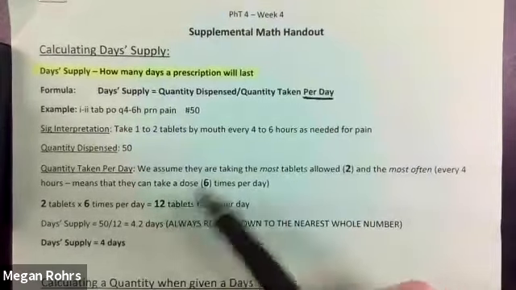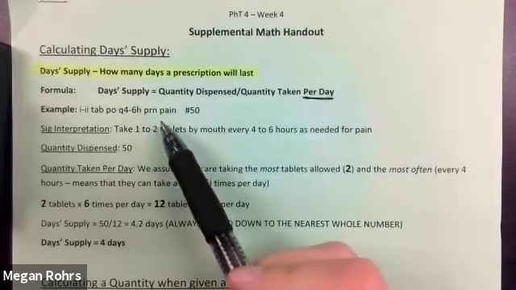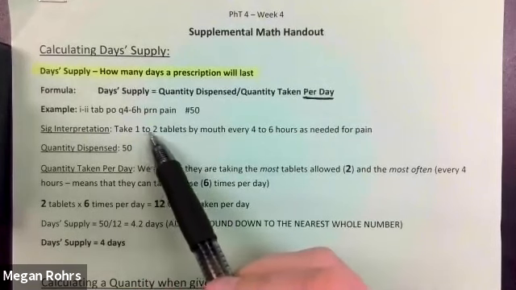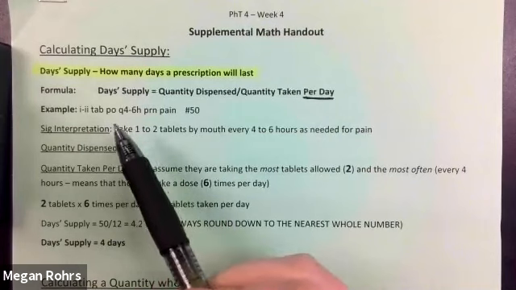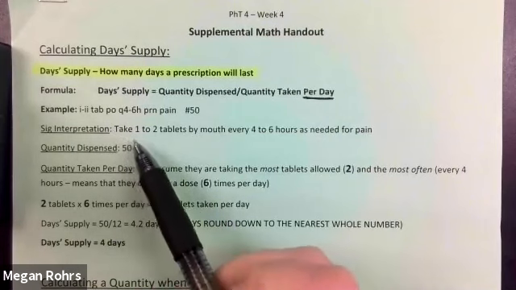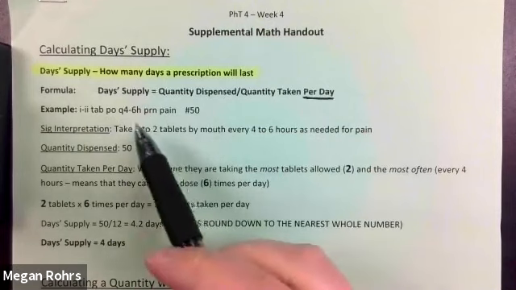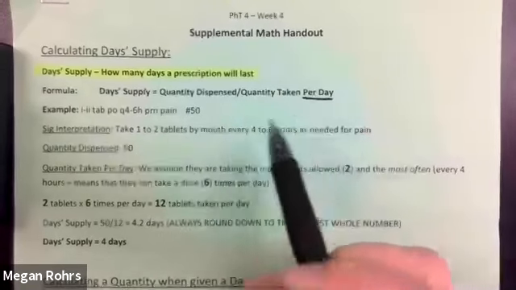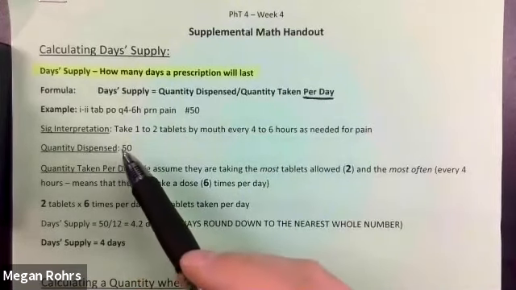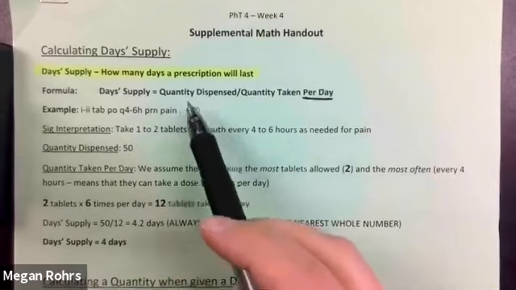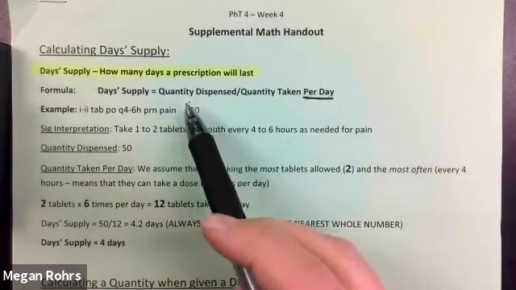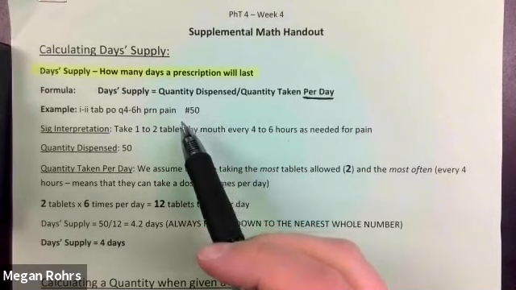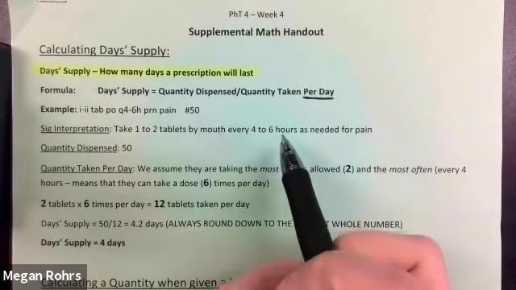So this first example I have here, it looks like it's an as-needed pain medication. When we interpret this SIG, remember for patients, we always include a verb. So take 1 to 2 tablets by mouth every 4 to 6 hours as needed for pain. The quantity that's being dispensed is 50. Anytime you see the number or the pound sign, that's going to indicate your quantity. So we're giving them a total of 50 tablets. They're taking 1 to 2 every 4 to 6 hours as needed.